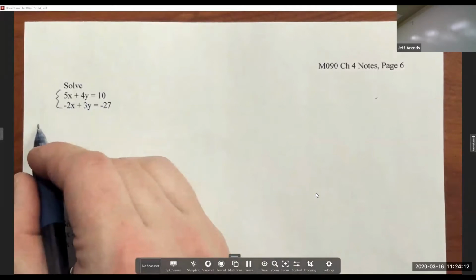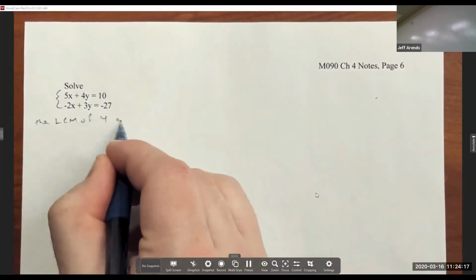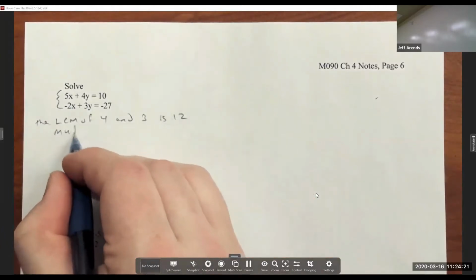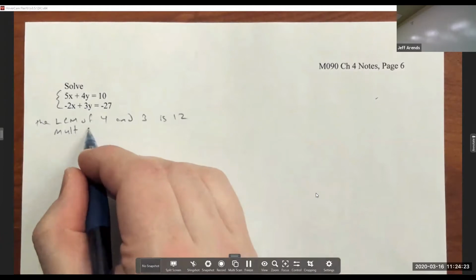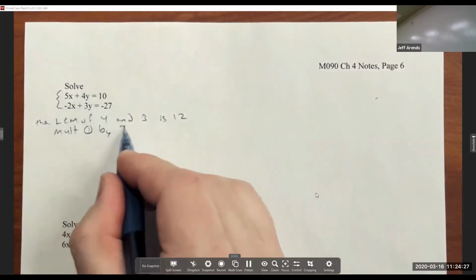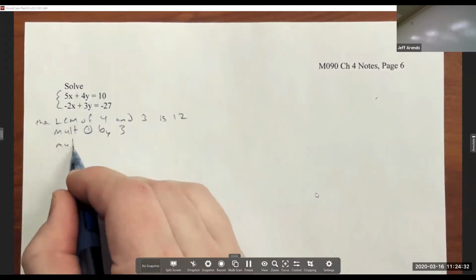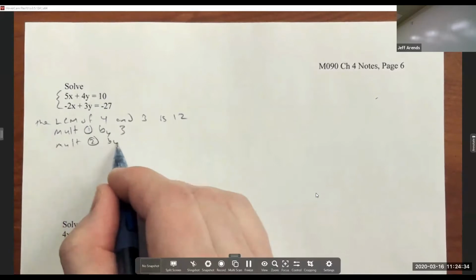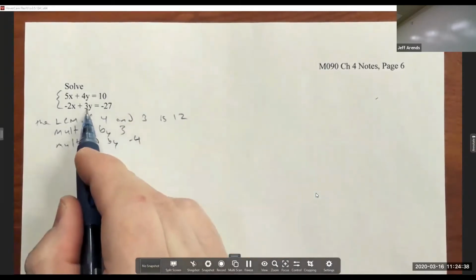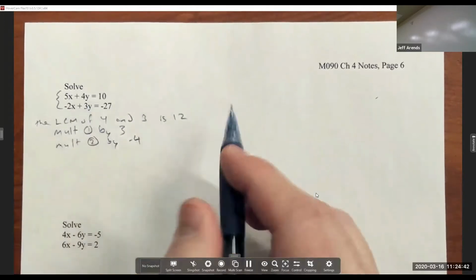So to make these into 12s, the LCM of 4 and 3 is 12. So I'm going to multiply the first equation by, let's see, I'll make this one into a positive 12, so I'm going to multiply through by 3. I'll make this one into a negative 12, which means I'll multiply the second equation by negative 4. Because that's going to make this into a positive 12 and that one into a negative 12.